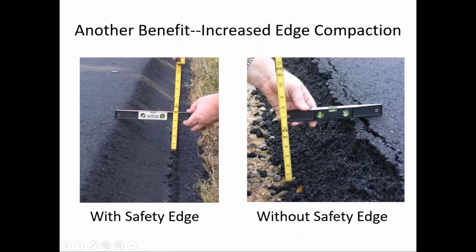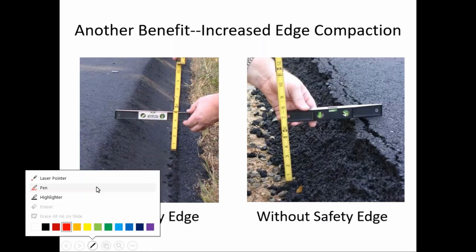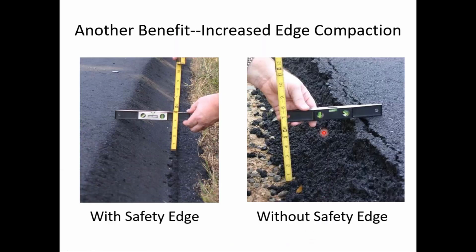So you can see again, notice the safety edge creates this wedge-shaped surface compared to the edge that you'd see without the safety edge. And actually, not only was there the safety benefit, but kind of an unintended consequence that they found was that the safety edge provides better edge performance, because notice the edge cracking here without that safety edge. So that was something that maybe was not anticipated, but that's another additional benefit associated with the safety edge.